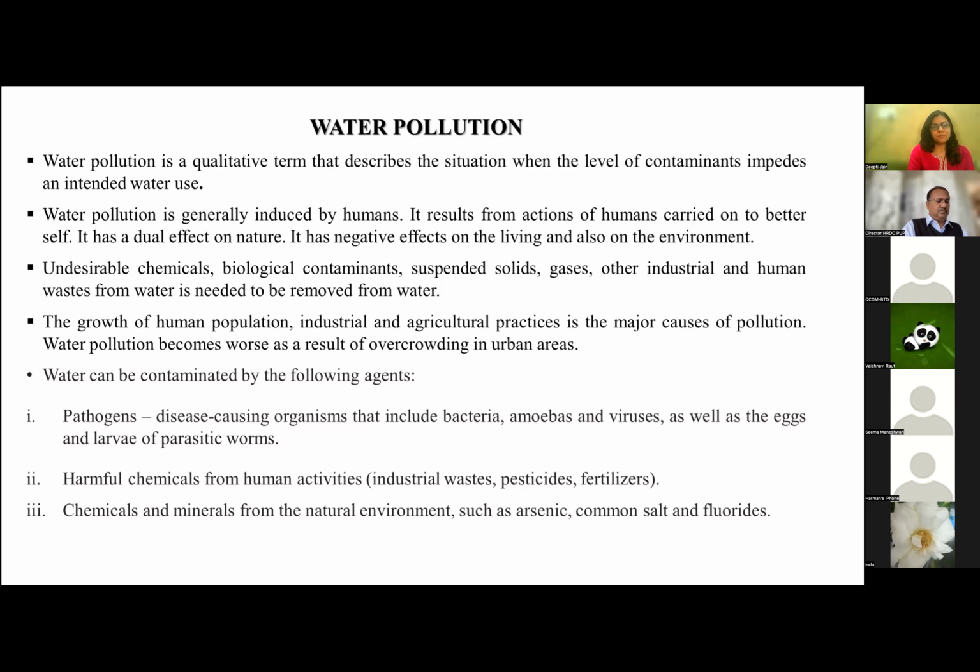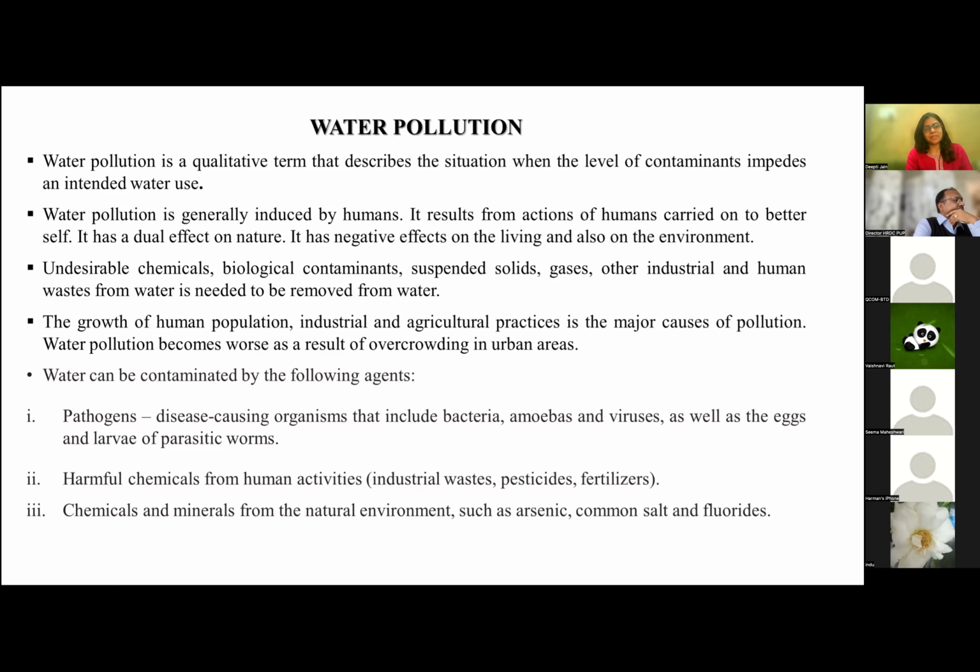Water pollution becomes worse as a result of overcrowding in the urban areas. So it can be contaminated by the following agents. Pathogens, which are of major concern. The disease-causing organisms that include bacteria, amoebas, and viruses, as well as the eggs and larvae of parasitic worms.